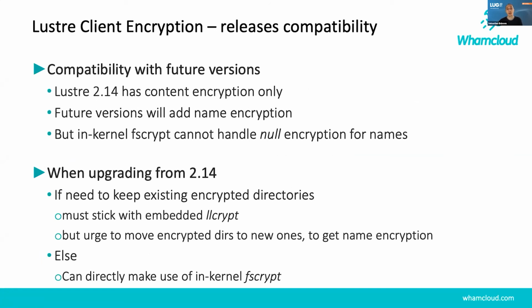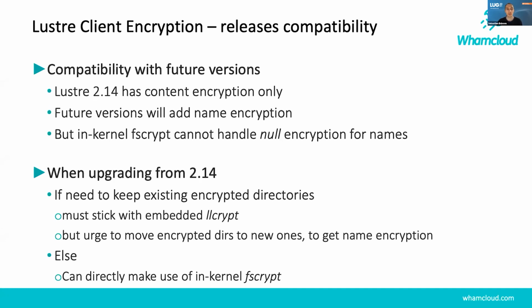Release compatibility. How will we make the transition between Lustre 2.14 and the future versions? 2.14 has content encryption only, and future versions will add name encryption. But remember that in-kernel fscrypt is not capable of handling null encryption for names. So when upgrading from 2.14, you will have two choices. If you need to keep existing encrypted directories, then it means that you must stick with the embedded llcrypt library. But we strongly urge you to move your encrypted directories to new ones that will re-encrypt everything, and then you will automatically get name encryption.